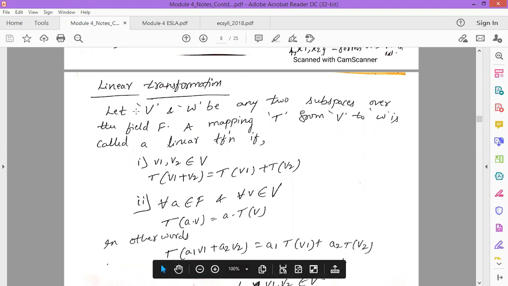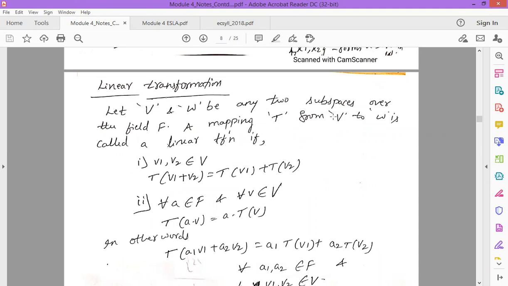Having that basic definition, consider V and W as any two vector spaces over the scalar field F, and a mapping T, the transformation function, denoted as T. The mapping T from V to W is called a linear transformation. As I told, it has to preserve the addition as well as the multiplication.